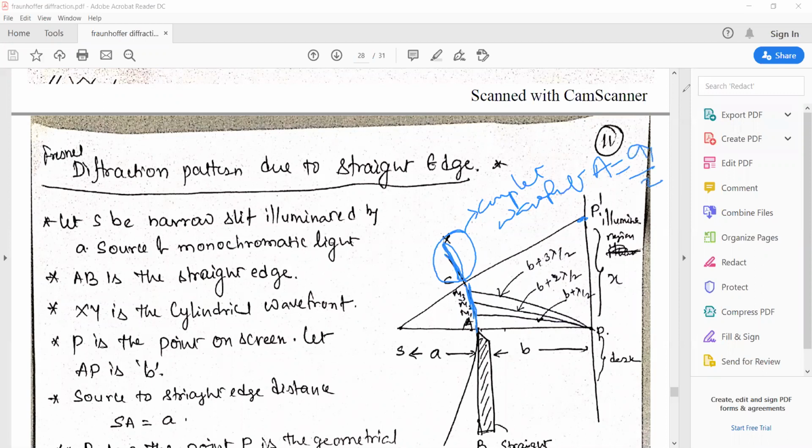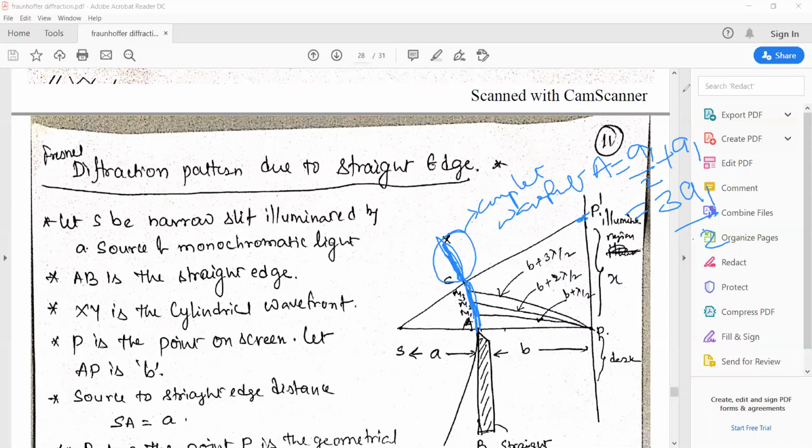So at point P, due to the complete wavefront, we have derived the amplitude as A1 by 2. Due to this complete wavefront also, at point P dash you will get A1 by 2 amplitude, and since there is only one half period zone between A and C, you will get the amplitude of the first half period zone, which is nothing but A1. So the complete amplitude will be 3A1 by 2.